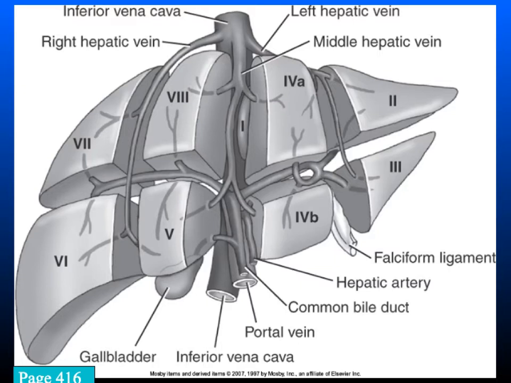This one shows the vasculature of the liver pretty well, and I like it because it obviously shows the portal vein here, the hepatic artery here, and also the hepatic veins on the superior portion. It also shows the gallbladder, which is tucked in underneath the liver, and the falciform ligament, which is dividing the left and right lobe of the liver.